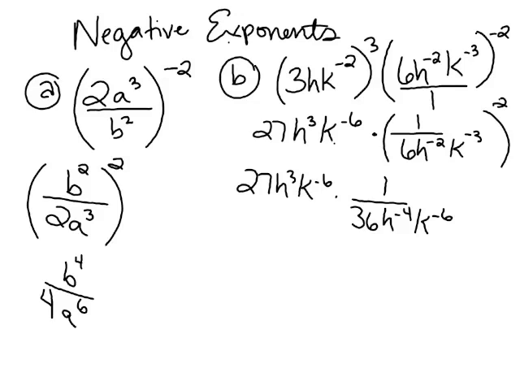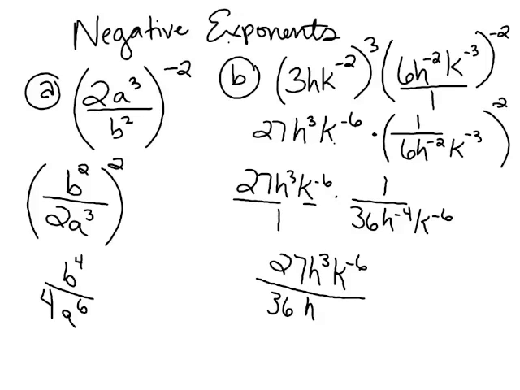Okay. So then I can rewrite these, right, because I'm multiplying fractions now. So multiply straight across. So I can rewrite it like this: 27 h cubed, k to the negative 6, all over 36, h to the negative 4th, k to the negative 6th. Okay. So then I always draw little dotted lines between my terms so I can simplify.